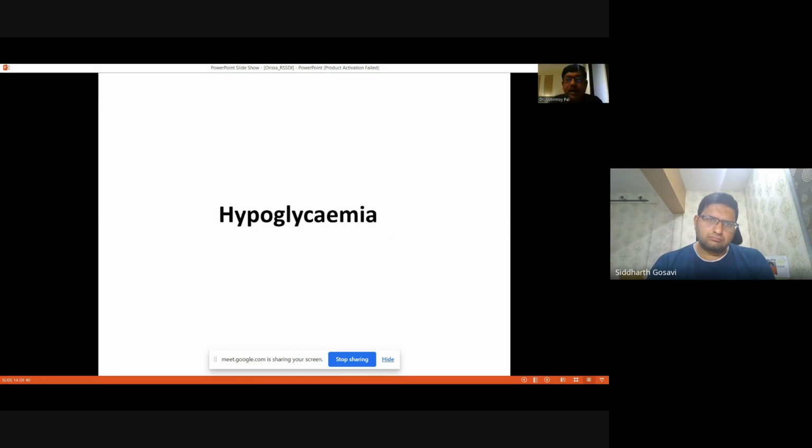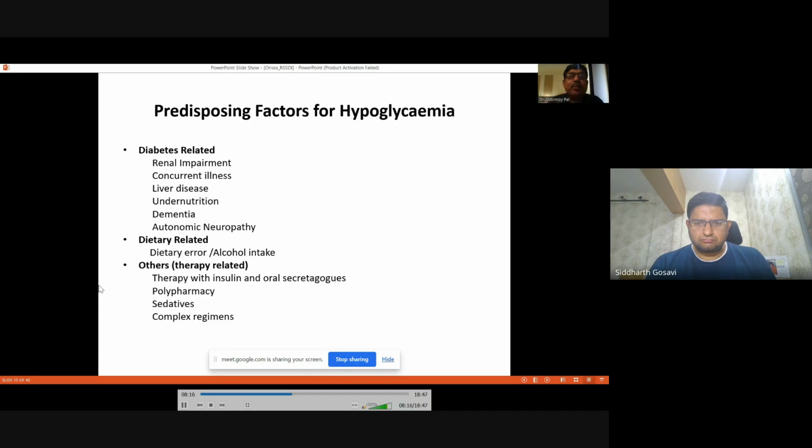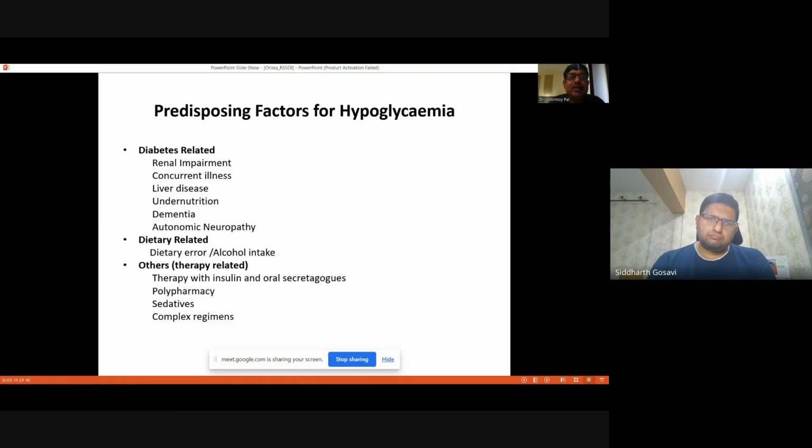diabetes. The issue of hypoglycemia we discuss many times, because in the elderly it is very important: recurrent hypoglycemia decreases the cognition level and also leads to recurrent cardiac arrhythmia. Both can increase the mortality and morbidity of the patient. So the diabetes-related causes of hypoglycemia include renal impairment, which the elderly frequently suffer from, and if you give the anti-diabetic drug, patients suffer from hypoglycemia. Also concurrent illness, liver disease, undernutrition, dementia, and autonomic neuropathy. Due to autonomic neuropathy, patients often do not feel the hypoglycemic symptoms.